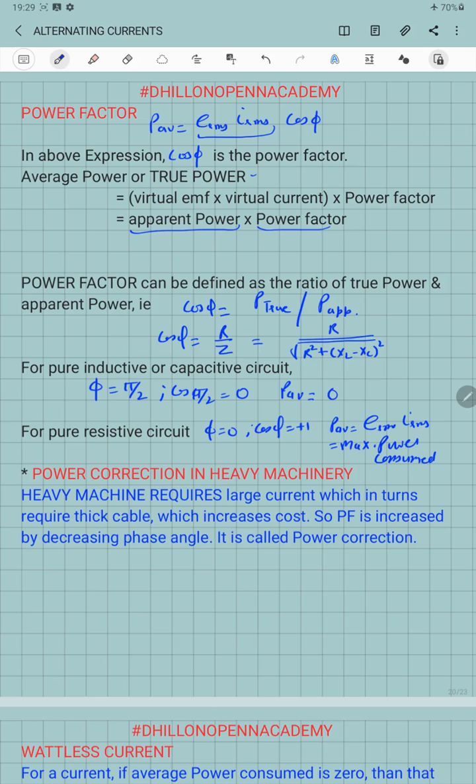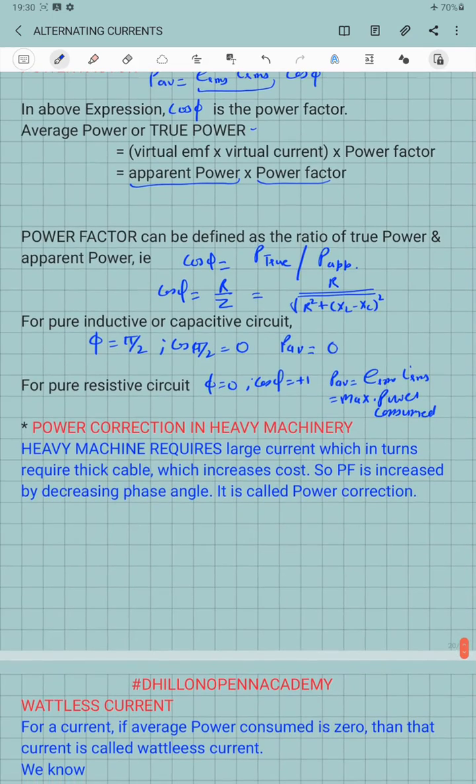So the actual power consumed in the AC circuits essentially depends upon the power factor value. This power correction is very essential in heavy machinery. Heavy machinery requires high voltage and a high value of current to run. But if high currents are to be supplied to the machinery, we require thick cables in order to reduce the resistance. But if thick cables are required, the cost of installation of the machinery is going to increase.